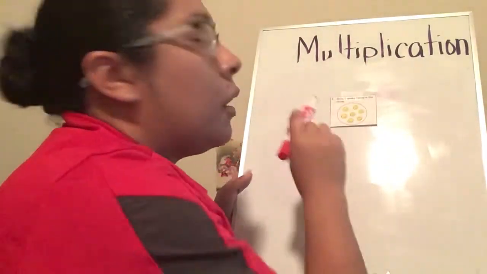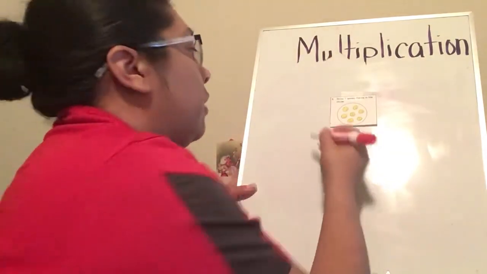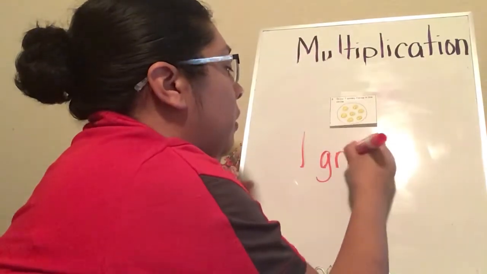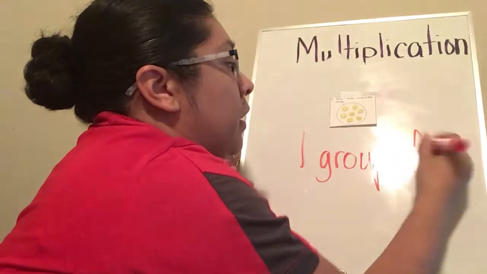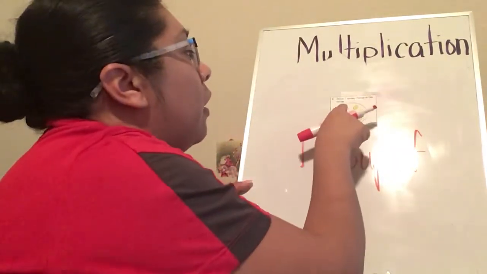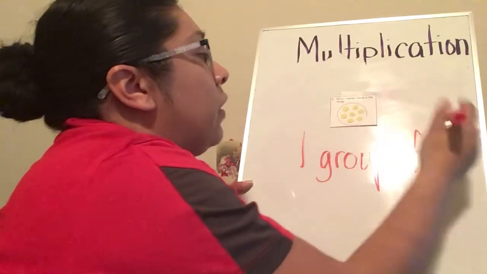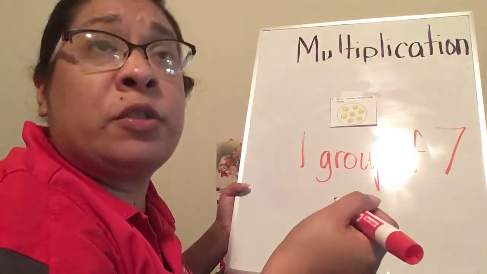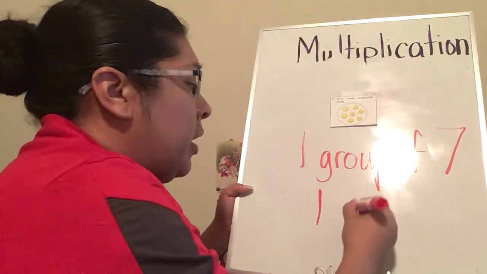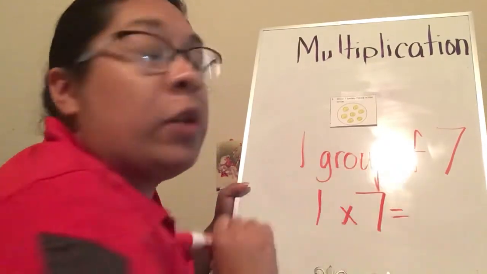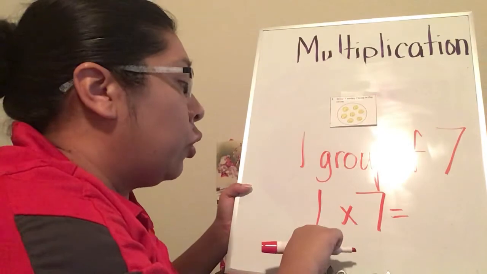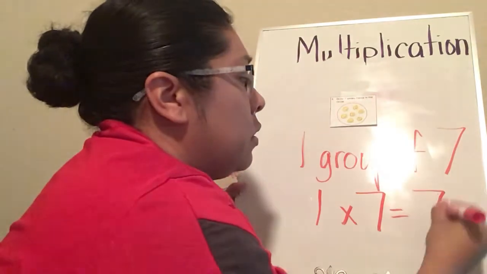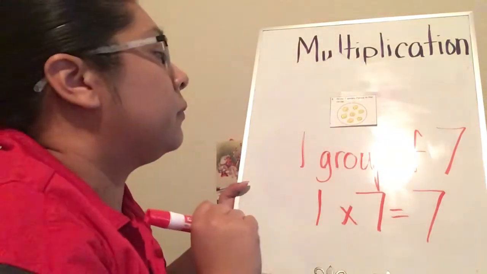Here, okay, so how many groups? What do you think? Yeah, 1 group, right? 1 group of, now how many are in each? Let's count it. 1, 2, 3, 4, 5, 6, 7. Right? How would that look in a multiplication equation? You would do 1 times 7, which is the same as 1 group of 7. So if it's just 1 group, you would do 7, right? Good.